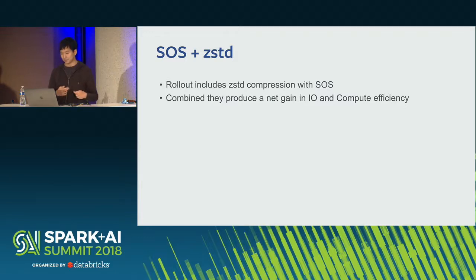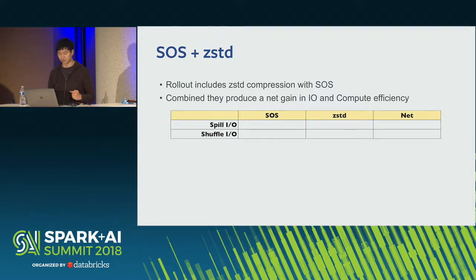And one thing that was interesting when we did the deployment, we decided to do the deployment using SOS and combining this with Z-standard compression. And the reason we do this is, Z-standard compression, at least the compression ratio that we used, had more compression than our previous LZ4, but it took a little bit more CPU time. But the SOS and Z-standard kind of complement each other, and we get a net gain. So I'll just talk a little bit more about that.